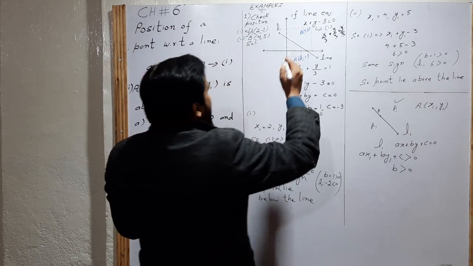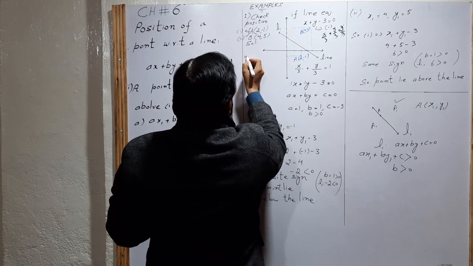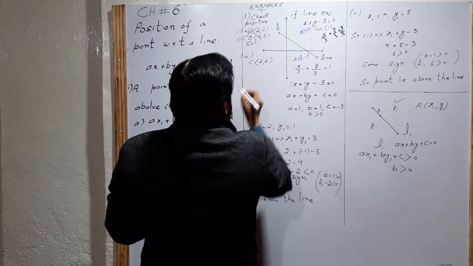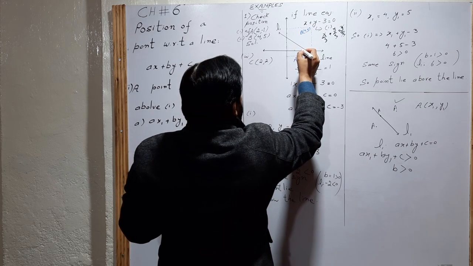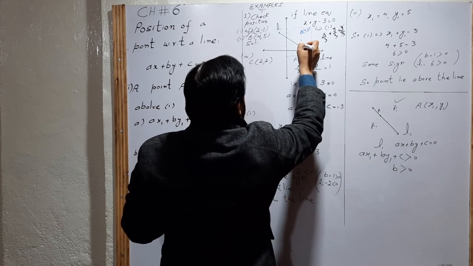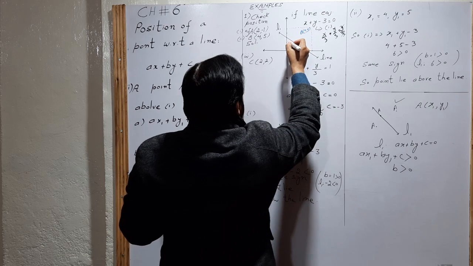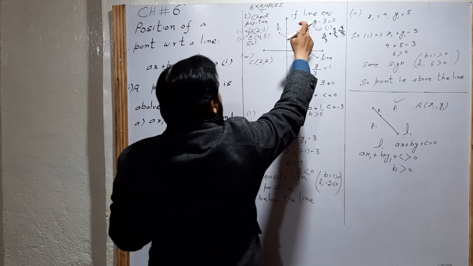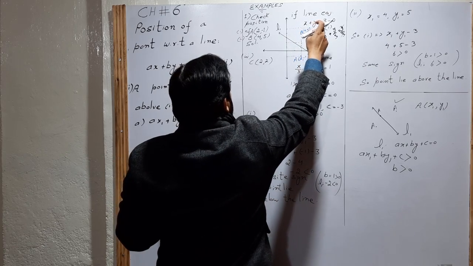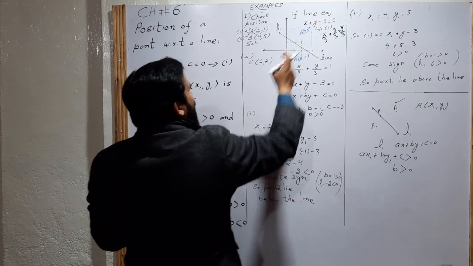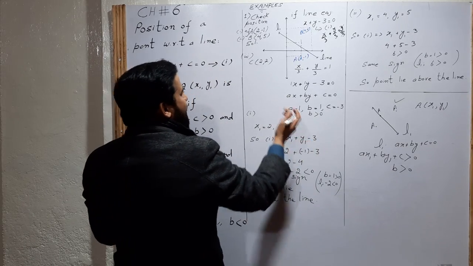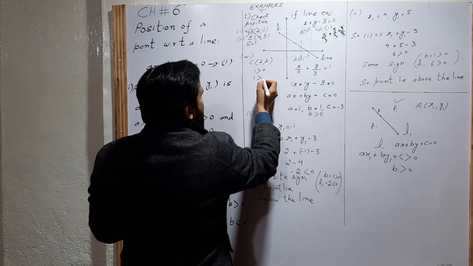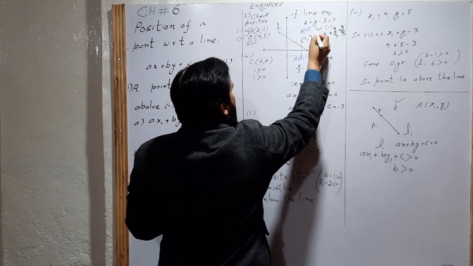For example, if there is another point, say (2, 2), it means that on the x axis how many units are there? 2 units, and on the y axis how many units? 2 units. If we replace there, 2 plus 2 is 4, 4 minus 3 is 1, which is greater than 0, and b is also in this case 1, which is greater than 0, it means that the point is above the line, and clearly the point is above the line.